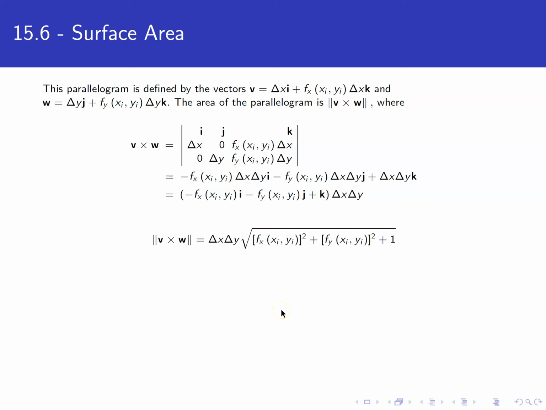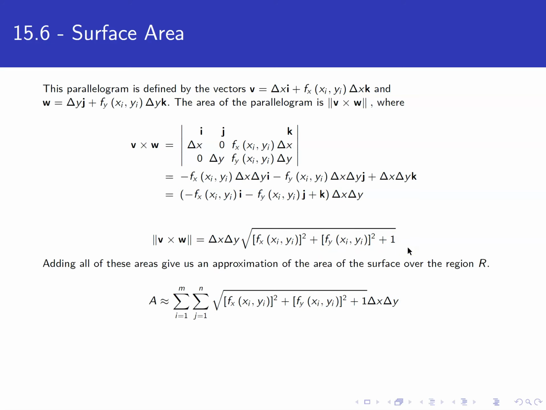The magnitude of that, well, this is just a scalar times that vector. I can pull the scalar out in front. Technically, it's the absolute value, but delta x and delta y are positive values, so I don't need to worry about putting absolute value on that. We'll get the square root of the partial with respect to x squared plus the partial with respect to y squared plus 1.